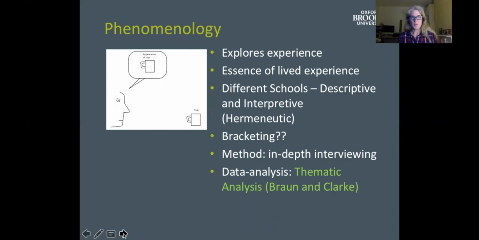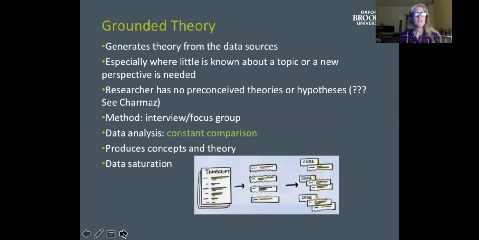Later versions of phenomenology are more reflexive and examine how the researcher's position or experience or knowledge directs and influences the method, the data gathering and interpretation of the findings. So a phenomenology, or exploration of experience, usually uses in-depth interviewing as the method, and data analysis typically looks for essence or themes. A grounded theory generates theory and is used when very little is known about a topic.